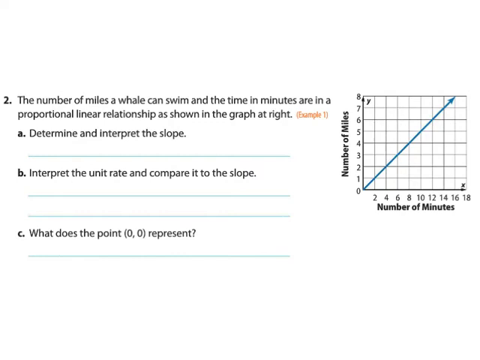Last one, the number of miles a whale can swim and the time in minutes are in a proportional linear relationship as shown in the graph on the right. Determine and interpret the slope. So we're going to pick 2 points on the line. Make sure they're at an actual intersection. Different color. At an actual intersection. So if we look at this, I'm going to choose a different one. Okay, let's look at the green ones instead of the purple ones.